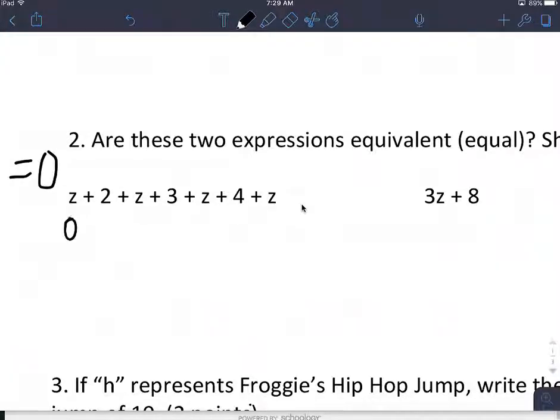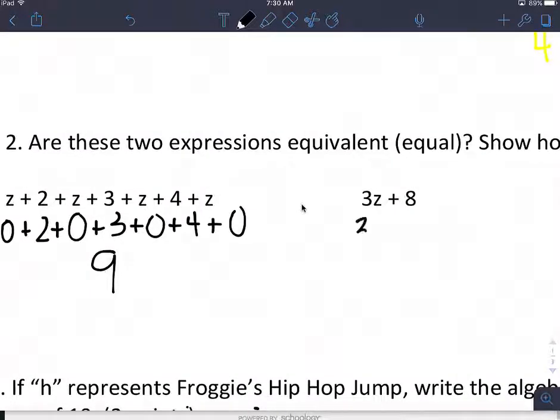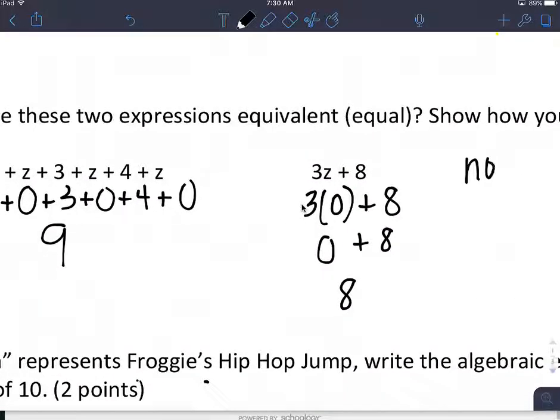So this is going to become 0 plus 2 plus 0 plus 3 plus 0 plus 4 plus 0. Okay, so really we have 2 plus 3 plus 4. 2 plus 3 is 5, plus 4 is 9. This one, this is 3 times z, or 3 times 0 plus 8. 3 times 0 is 0, plus 8 is 8. Are they equivalent? No, 9 does not equal 8.